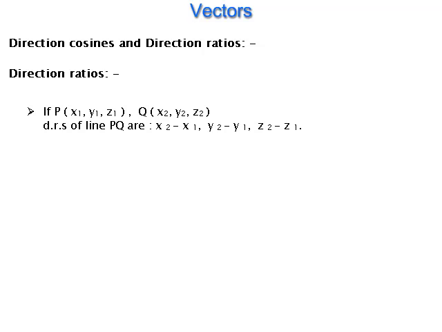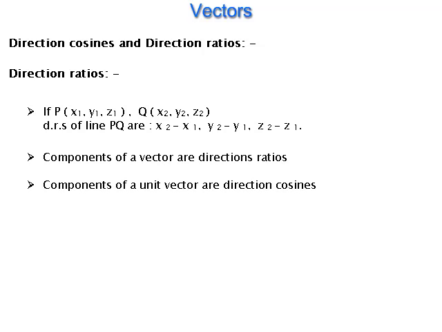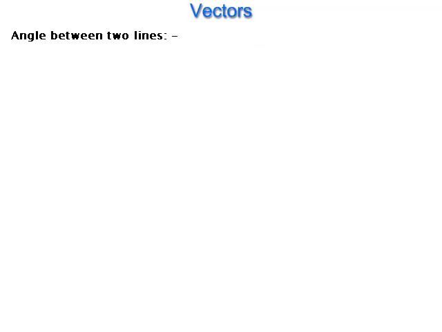If P is (x1, y1, z1) and Q is (x2, y2, z2), then the line PQ has direction ratios x2 − x1, y2 − y1 and z2 − z1. Clearly, the components of a vector are direction ratios of a line along that vector, and components of a unit vector are direction cosines of that line along the vector. Angle between two lines.